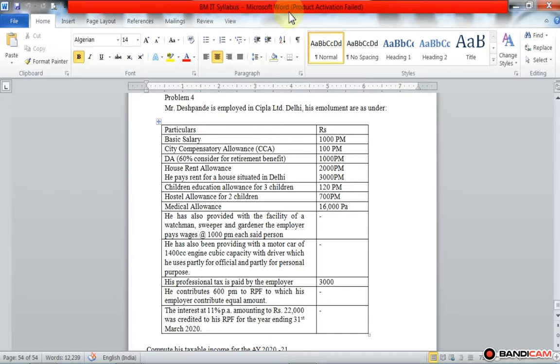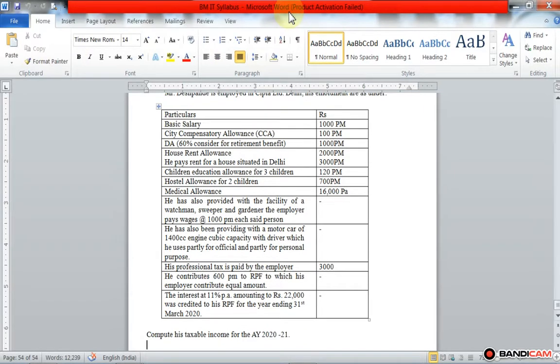Mr. Deshpande is employed in Cipla Limited Company, Delhi. His emoluments are as under. So Mr. Deshpande works in Cipla Limited Company at Delhi, and the details of his salary are given as under. Here two columns, particulars and rupees, are given.